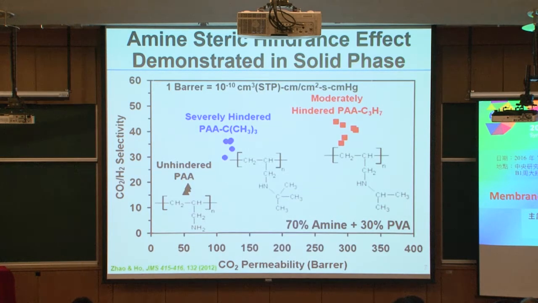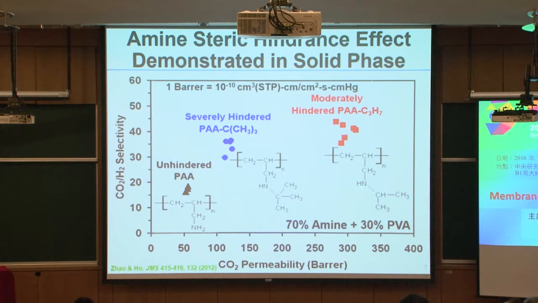All right, my student started with polyamine. As you can see over here, this amino group is attached to a linear chain. So this, by definition, is an unhindered amino group. So we made a membrane based on the polyamine. We only obtain a selectivity of about 20 between CO2 and hydrogen. And then the CO2 permeability, which is a measure of how fast CO2 can go across the membrane, is only about 50.